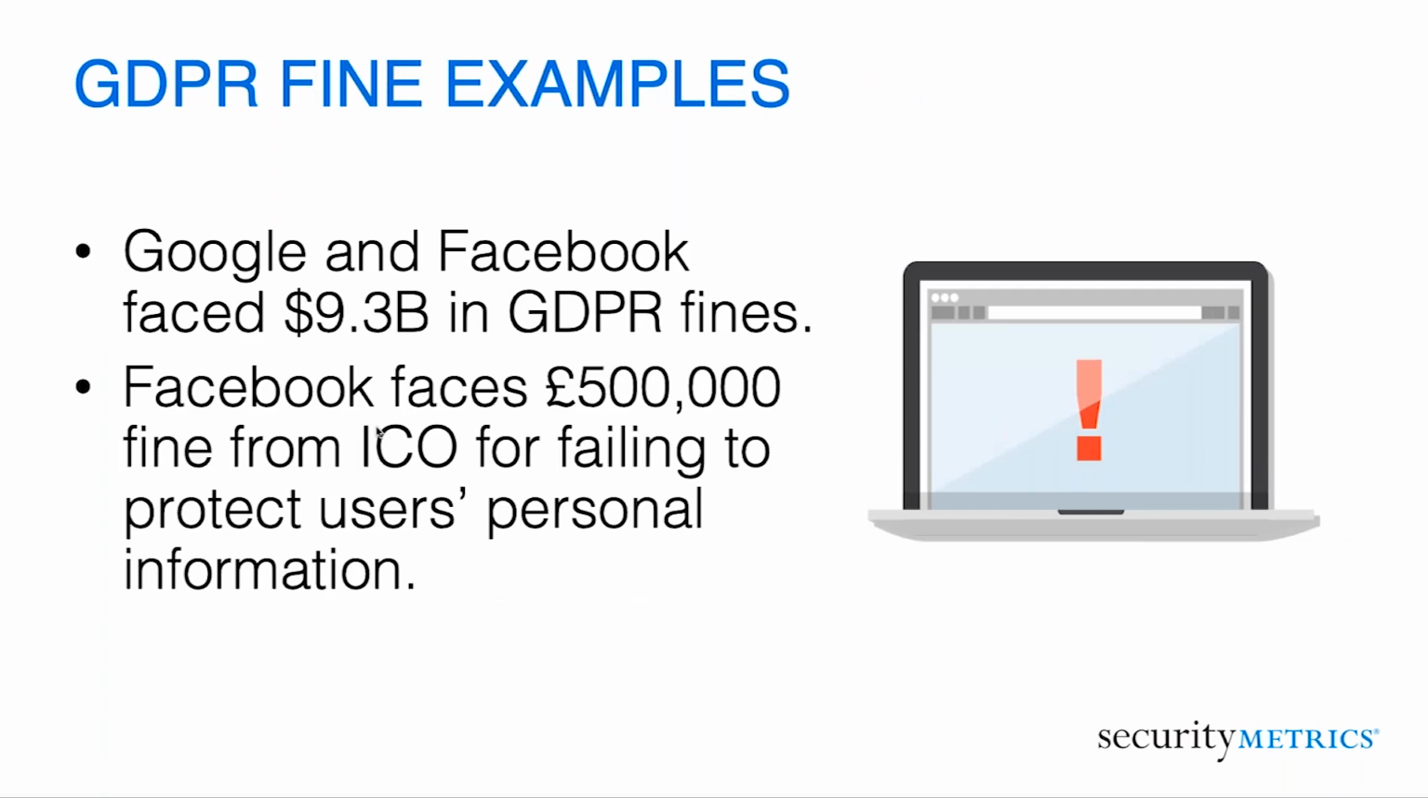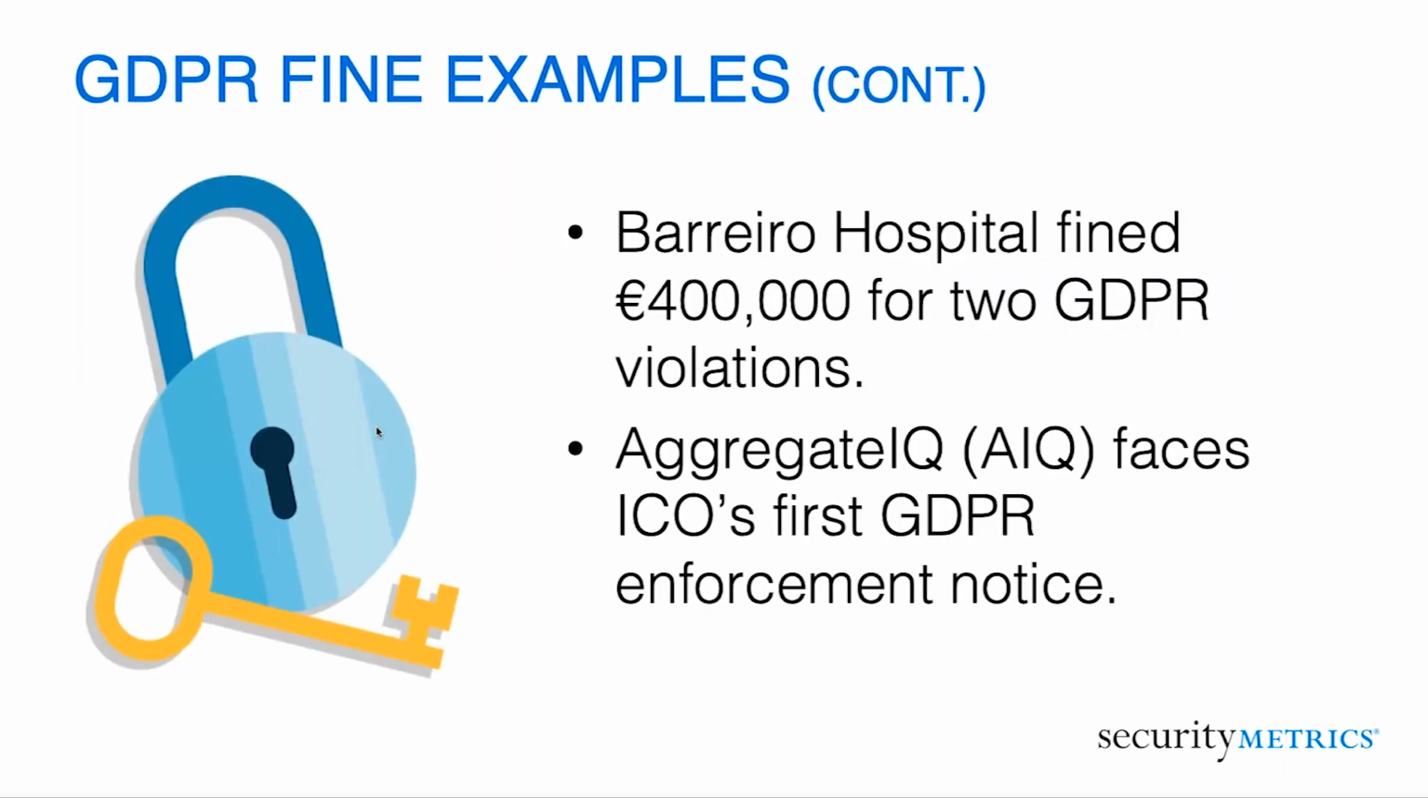Google and Facebook, of course, everybody saw that one, the huge fine and the billions of dollars there. The ICO obviously is going to look at Google and Facebook, the big players, to see what they're doing, and they're going to set the trends for how things are handled for GDPR as well. But they failed to protect users' personal information, and I think that is a big deal, and we all should be concerned about that. Most of us probably use Google and or Facebook, right? A hospital was fined €400 with GDPR violations. Aggregate IQ also faced the ICO's first enforcement notice for GDPR.